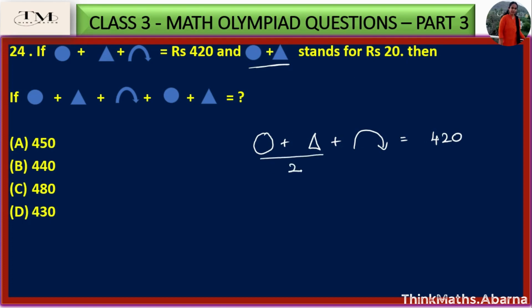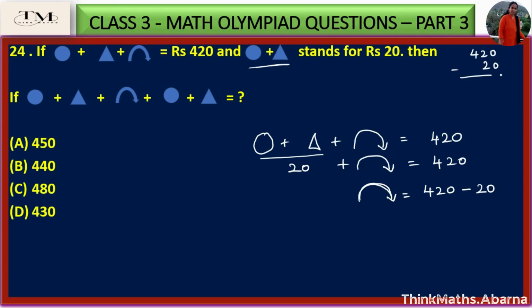So this stands for 20. So it means 20 plus this arrow is equal to 420. To get the size of the arrow, you have to take out this 20. So this arrow will be equal to 420 minus 20. What is 420 minus 20? We have to subtract. So 0 minus 0 is 0. 2 minus 2 is 0. So 4. Here nothing means it is 0. 4 minus 0 is 4. So its value is 400. That is, this arrow stands for rupees 400.